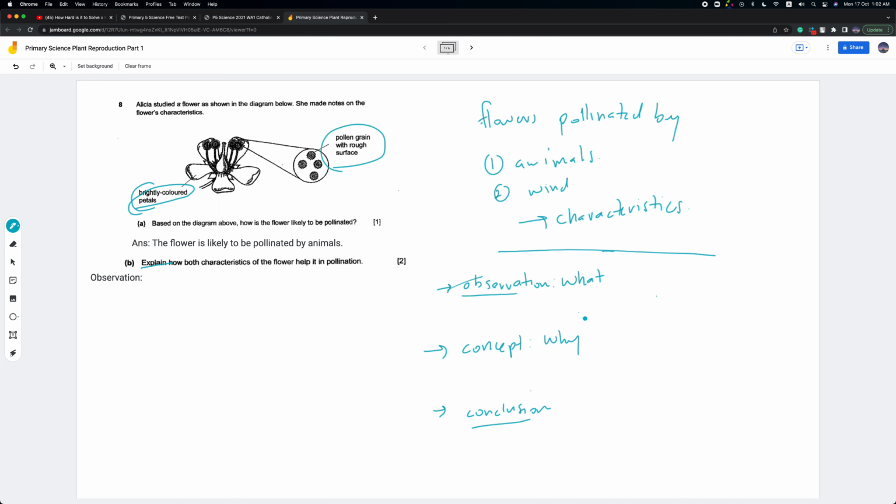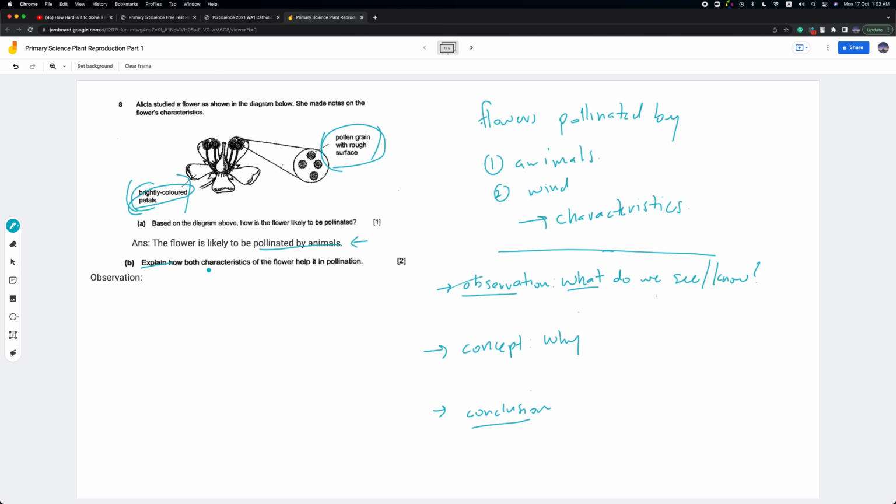So what do I mean? I will explain this a bit more. So let's start with the observation. It's a what question. We've already answered part of the question actually. We said that it's pollinated by animals. So what do we see or know from this question that made us say that, oh, it's pollinated by animals? There must be something that we saw. So what did we see? We see brightly colored petals. We see pollen grain with rough surface.